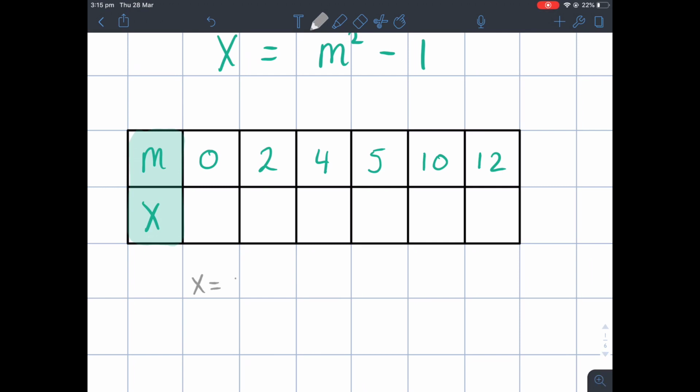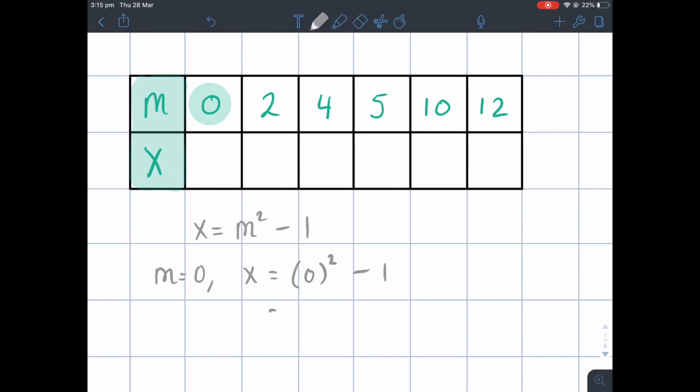So if we've got x equals m squared minus 1, this time our first value is m equals 0. So we have m equals 0. That means we've got x equals. Now, to make it a little easier, I'm going to put this in brackets because we're involving a power next to the m. So we'll put 0 in brackets squared minus 1. Now, 0 squared is 0, and 0 minus 1, a little bit of directed number here, 0 minus 1 is minus 1. So in there, we put minus 1. So that means that x is equal to minus 1 when m is 0.